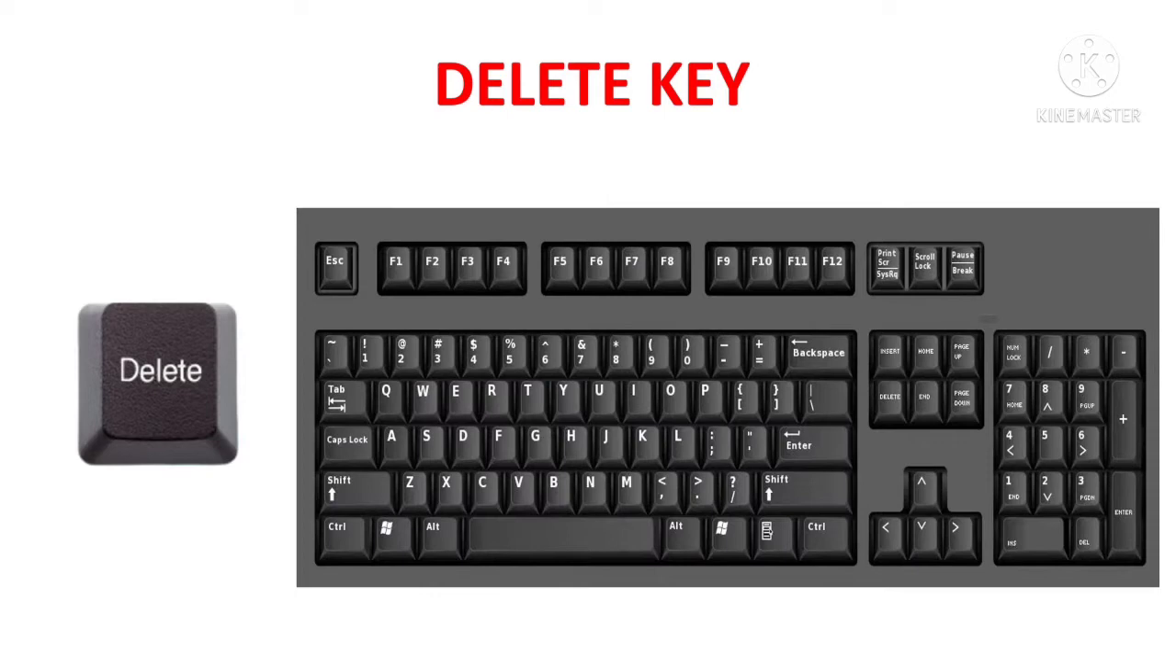The next key is the delete key. It erases the character to the right of the cursor or the selected text. So if you use the delete key in your Word document, what will it do? It will erase the character to the right side. Okay, you have to remember it will erase the character to the right of the cursor. Or if you want to delete any selected part, you first have to select that part and then press the delete key, so that part will be deleted.